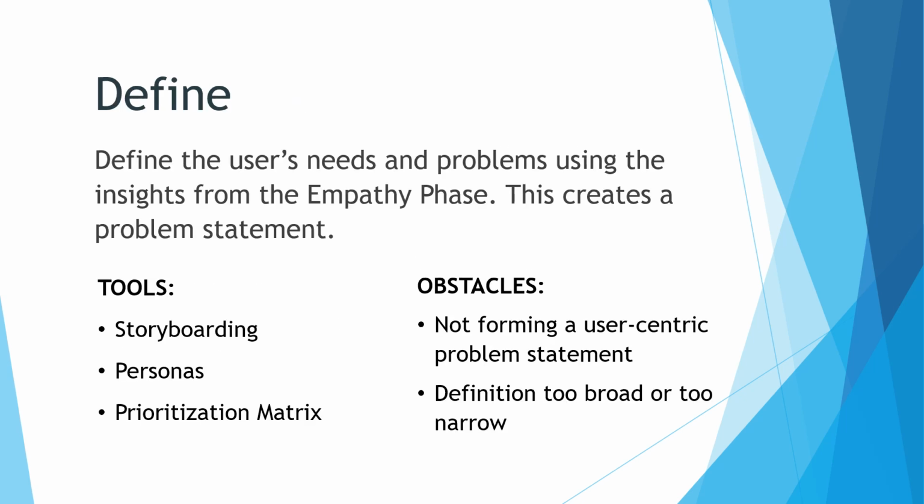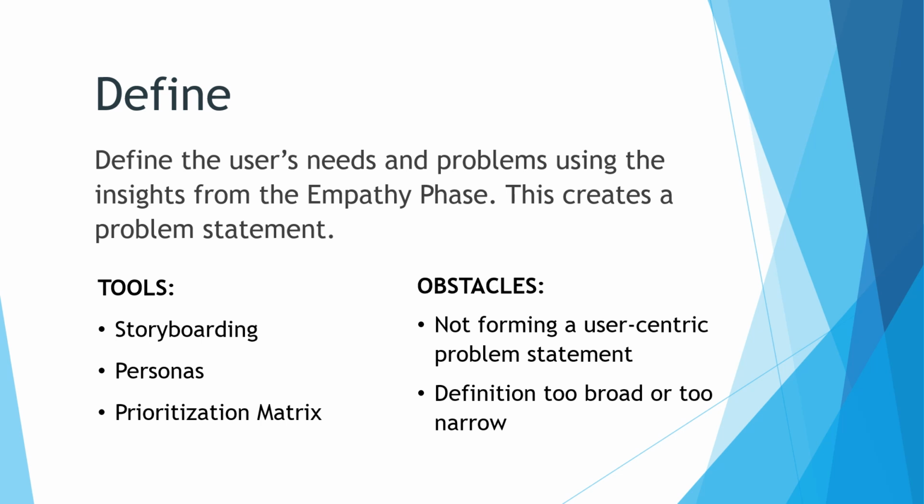Now, the next phase is define, and that's also known as sort of like an analyze phase. So it's during this phase of the process that we define the user's needs and their problems. We should take insight from, say, the empathy phase, and then try to make sense of what we find. We want to look for patterns and document pain points. And this is all going to yield for us our problem statement. Now, the tools that we use during this phase are storyboarding, creating personas, and a prioritization matrix.